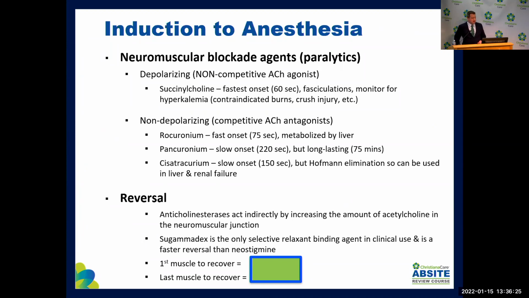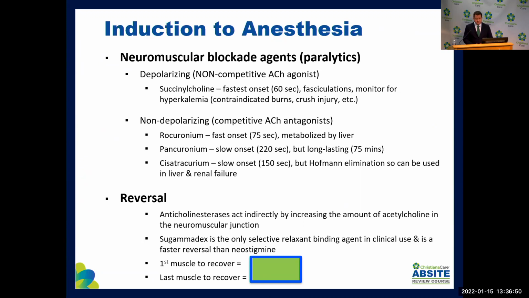In terms of non-depolarizing, there's a few different options here. So the way they're going to test it on the exam is the time of onset or how it's metabolized. So rocuronium has a fast onset of about 75 seconds, metabolized by the liver. Pancuronium is going to be your slowest or longest acting. So pan, I think, kind of worldwide and big and just slow to get around, and also long lasting.